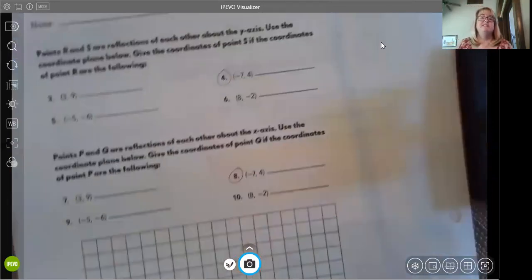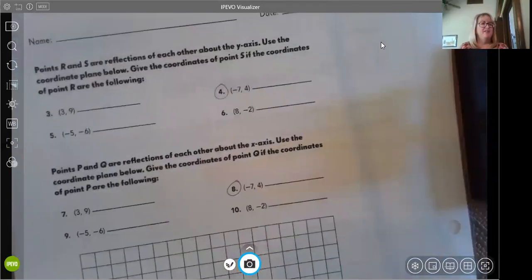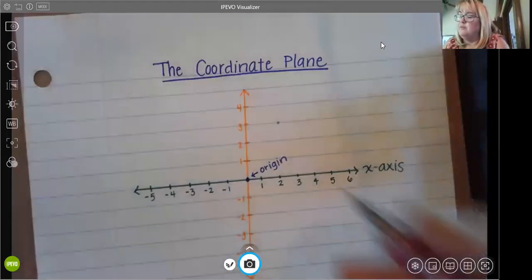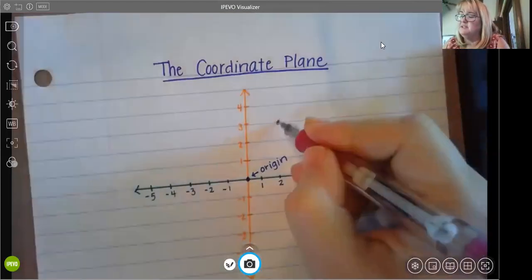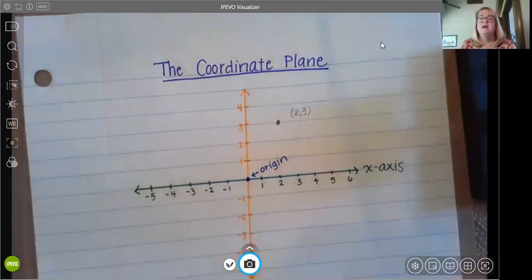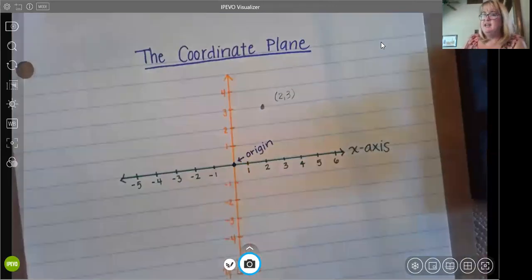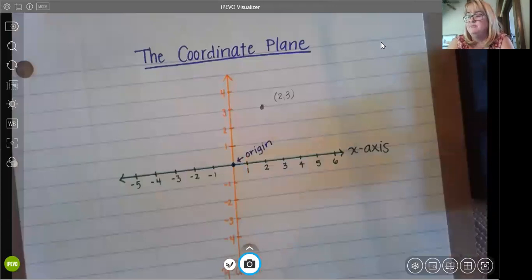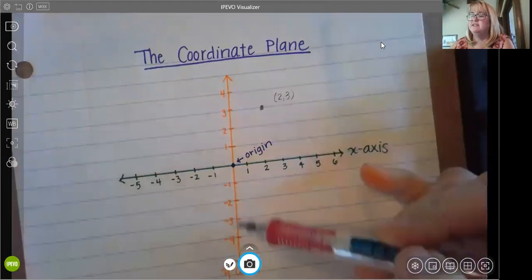Now the next points, reflections. We need to go over reflections. So let's go back to this. Do you remember our point here? We graphed this point, and this point was (2, 3). Now a reflection is kind of like a mirror image, okay? And I can make a reflection across the y-axis. This is the y-axis.